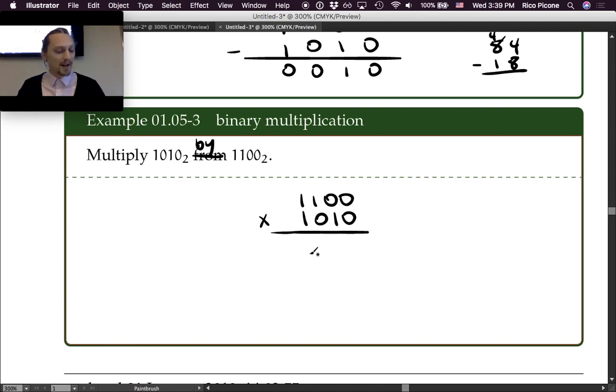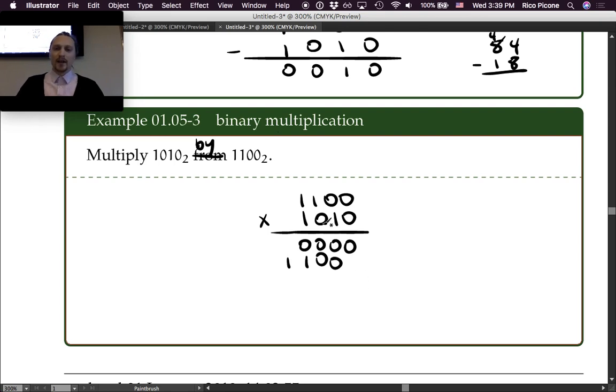Okay, so we've got 0 times 0 is 0. 0 times 0 is 0. 0 times 1 is 0. 0 times 0 is 0. This is why we usually skip the zeros. Okay, the next row, and we shift over 1, remember, when we write the next row. So 1 times 0 is 0. 1 times 0 is 0. 1 times 1 is 1, and 1 times 1 is 1.